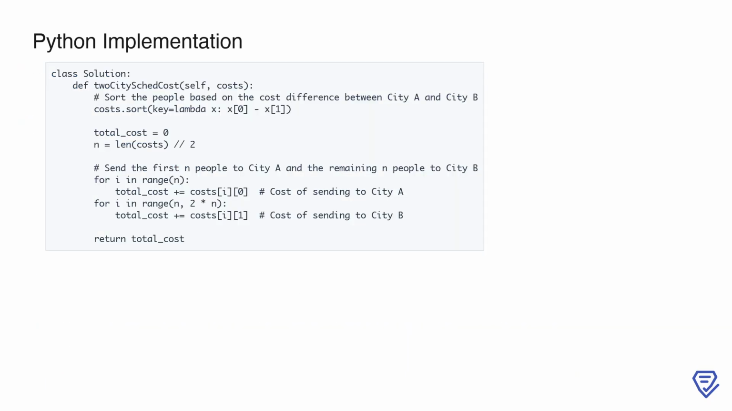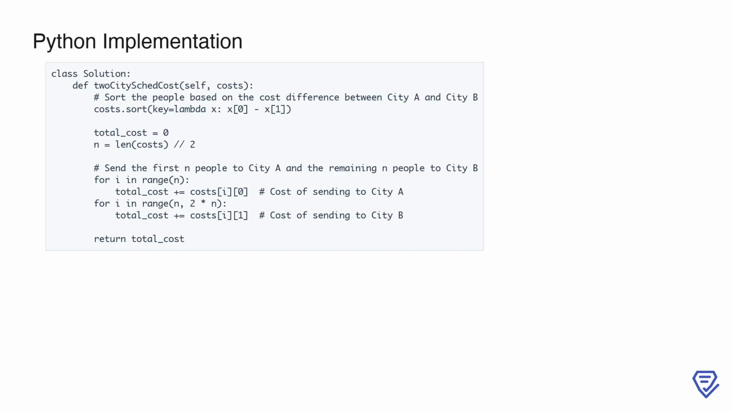This solution minimizes the travel cost by sorting the people based on the difference between the cost of traveling to city A and city B. The idea is to prioritize sending people to the city where the cost difference is smaller. The key equals lambda x: x[0] - x[1] sorts the list primarily based on this difference, ensuring that the most cost-effective assignments are made first.